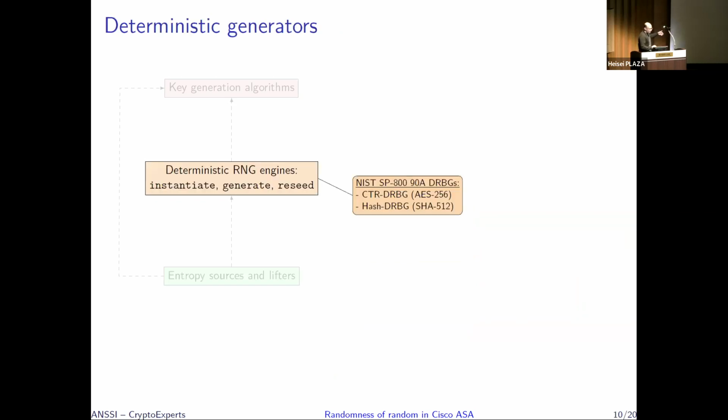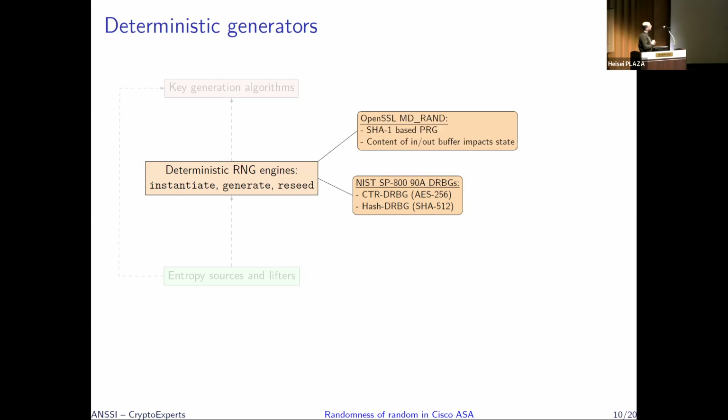These entropy sources and lifters will feed deterministic engines. These engines are roughly separated in two families. The standardized ones, standardized by NIST, so a CTR, a counter mode DRBG is used with AES, and a hash DRBG is used with the SHA-2 function. These implement an instantiate, generate, and reseed API.